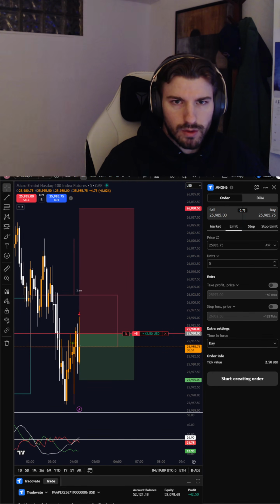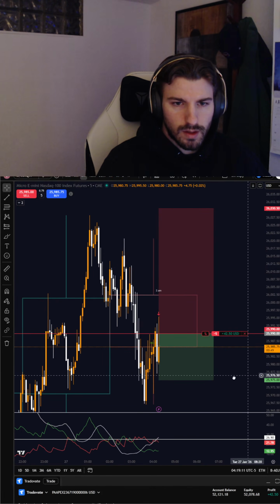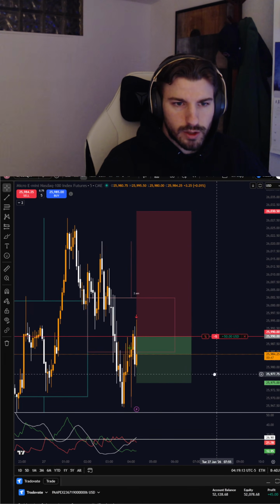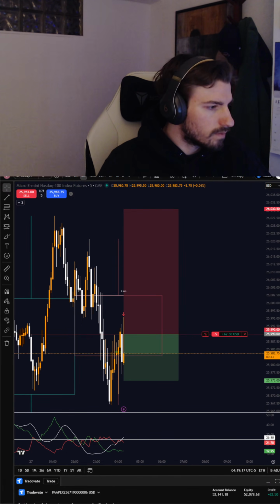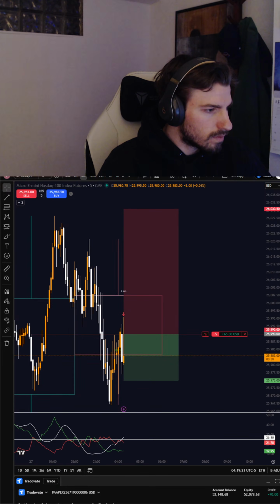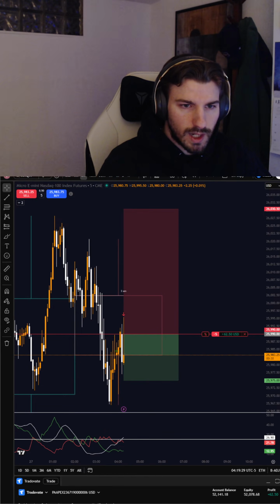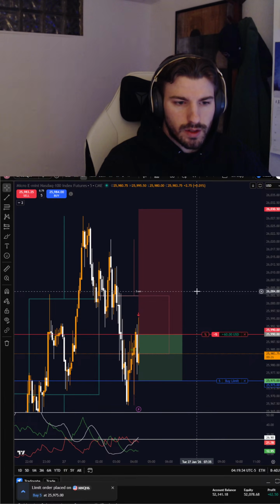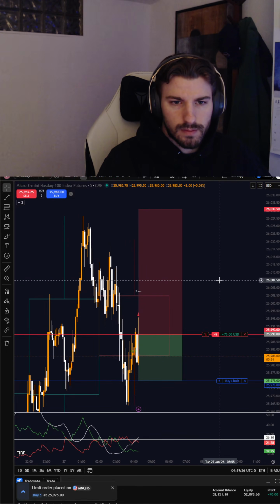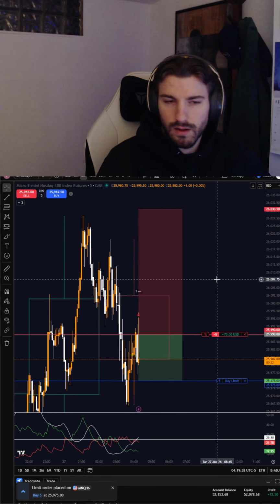This is where my old order will be. It's going to be 0.37 R. Going to place a buy limit here. So there it is on trade of 8.